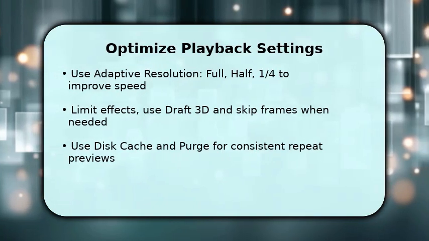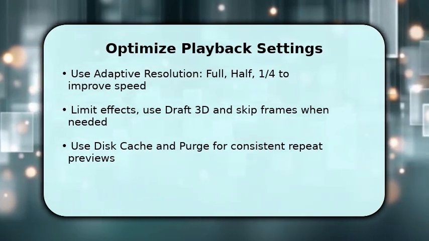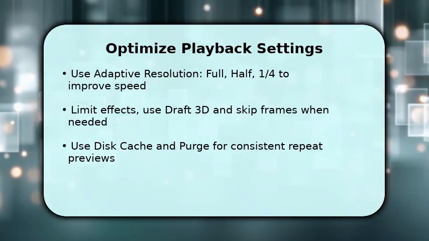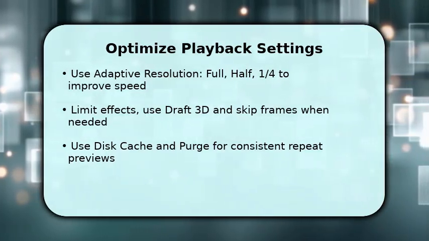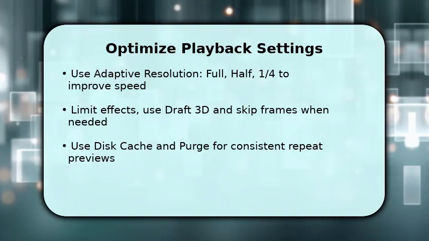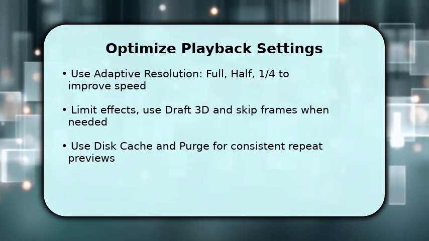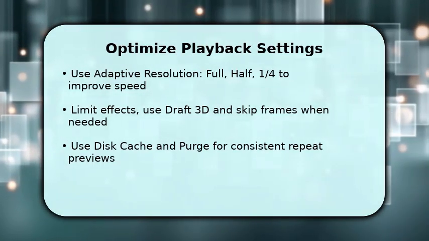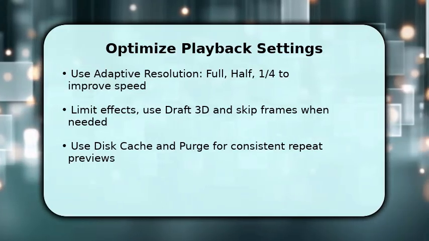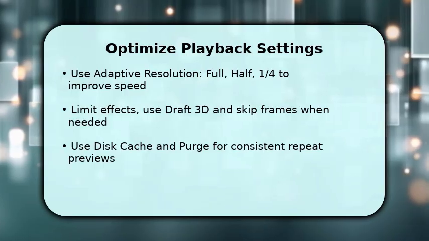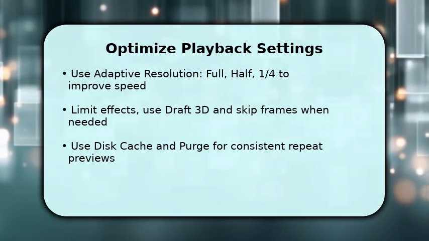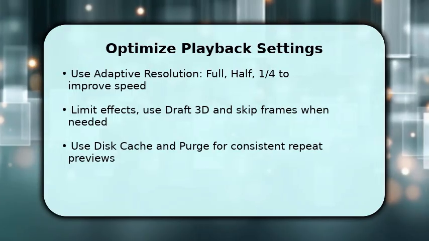Next, optimize how After Effects renders frames so you get meaningful playback without waiting. Switch adaptive resolution to 1/2 or 1/4 when complex layers slow you down, and toggle Draft 3D to bypass costly calculations. Make selective previews by disabling heavy effects or pre-composing. You can skip frames in the preview panel to focus on motion.